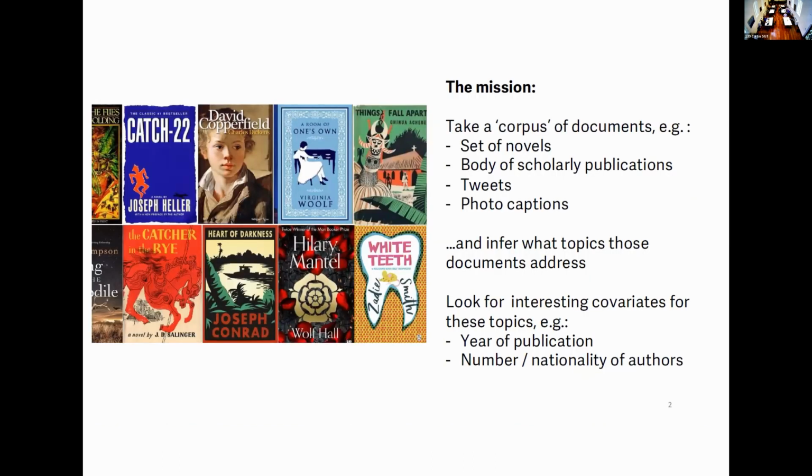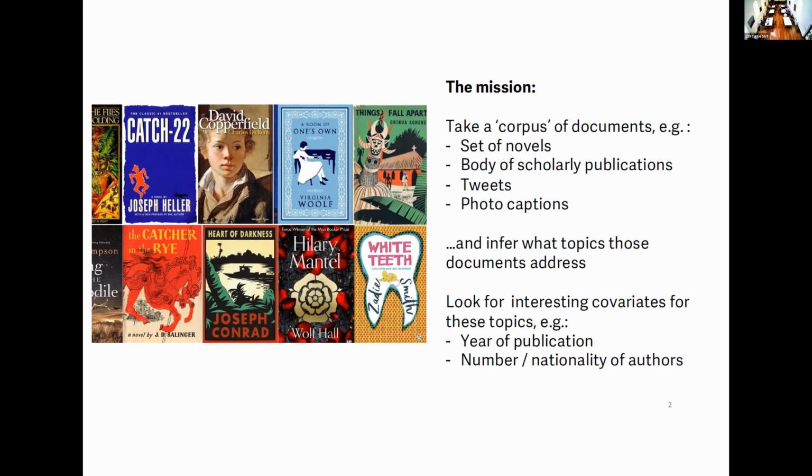So the central mission of topic models is that you take a set of documents, we call it a corpus of documents. So that might be some novels like the ones you see pictured, or a body of scholarly work, or something quite informal like photo captions. And looking at the text in those documents, we infer what topics, what's the subject matter that those documents address. And then it's a particular feature of structural topic models that they allow us to fit covariates to look at how that subject matter varies through the documents.